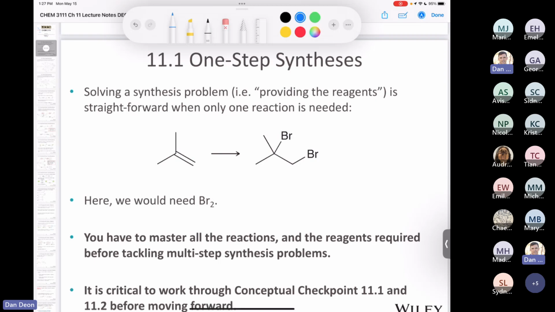All right, so section 11.1. What do we have to do? It says when we're solving a synthesis problem, or what we can simply refer to as providing the reagents, what you really need to master are your one-step or two-step reactions.